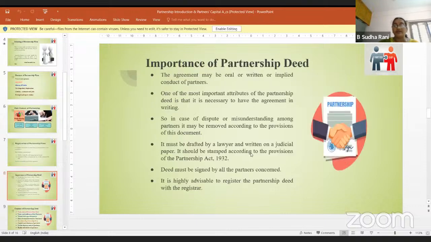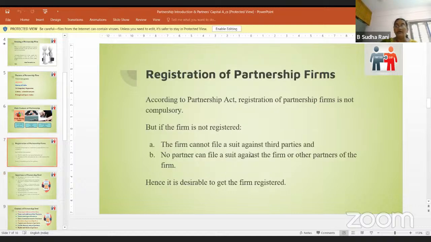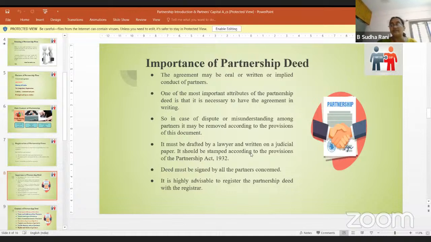Then the next important topic in partnership to be learned for the theory is the importance of the partnership deed. First of all, what is the deed? A partnership deed is an agreement, a written agreement between the partners. An agreement that is in written form between the partners is called a written partnership deed. So what do they agree upon? Generally, an agreement can be oral or written.